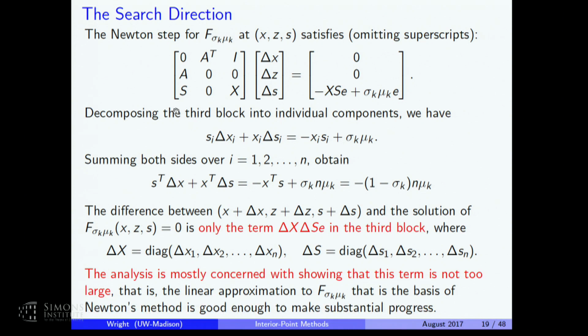I can break down that last row, that third row there, into individual components, because these are both diagonal. So if I look at it one component at a time, I just get si times delta xi plus xi times delta si. The corresponding component from the right-hand side is just minus xi si plus sigma times mu. I can sum that over both sides, and this turns out to be useful later on.